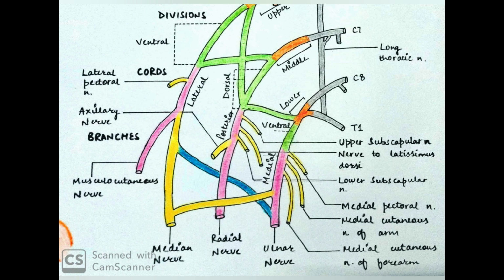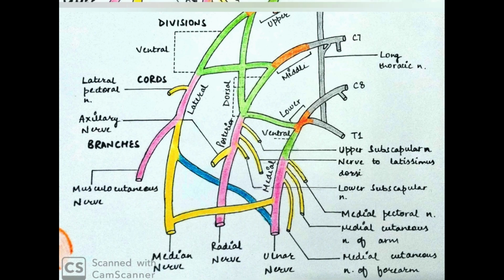The lateral cord is formed by the union of ventral divisions of the upper and middle trunks, that is only 2 divisions. The medial cord is formed by the ventral division of the lower trunk, that is 1 division. And the last, the posterior cord, is formed by the union of the dorsal divisions of all the 3 trunks, that is, it is formed by the 3 divisions.